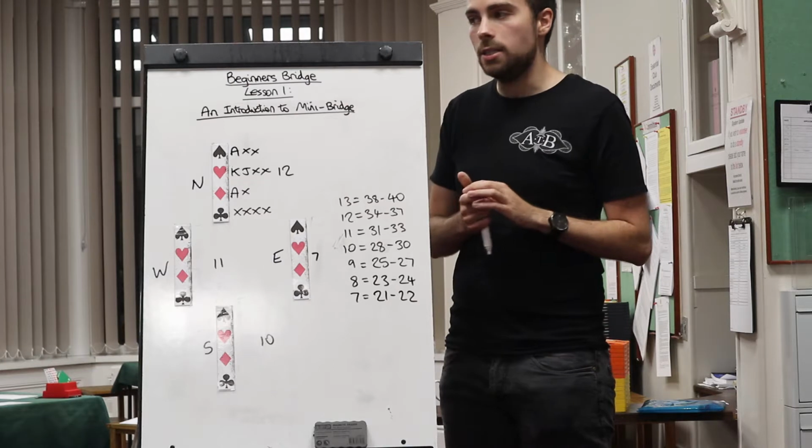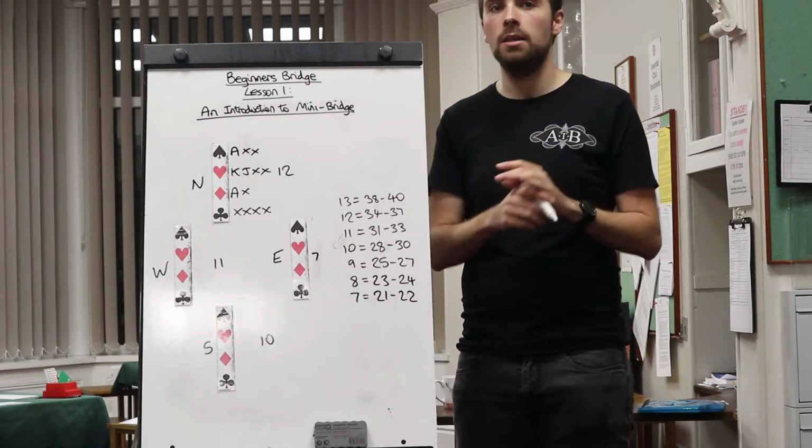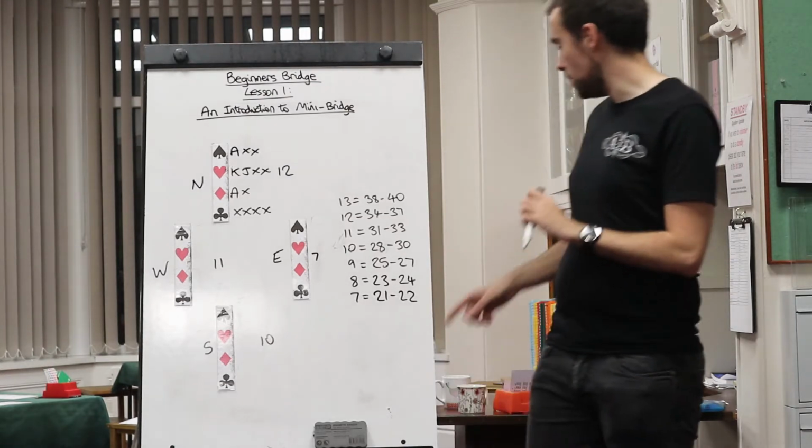The full name of bridge is contract bridge. That's because you are contracted to get a certain number of tricks. So that's what this is introducing you to without using that alien bidding box.